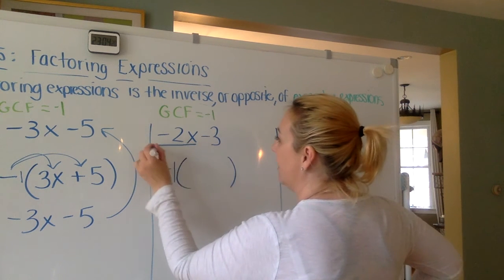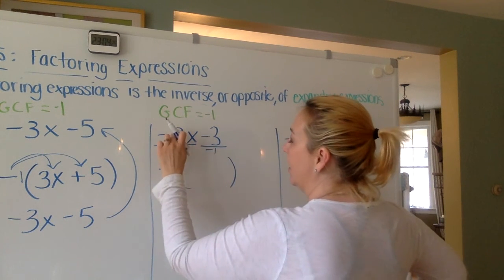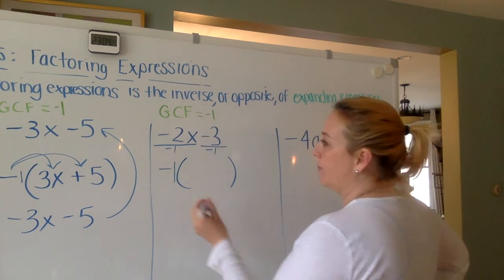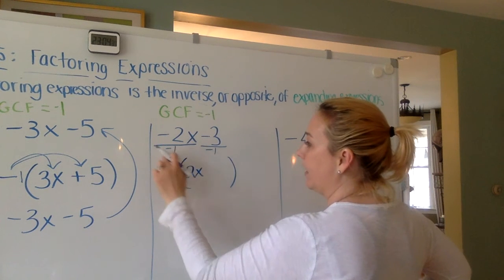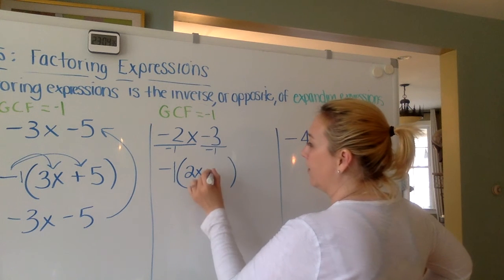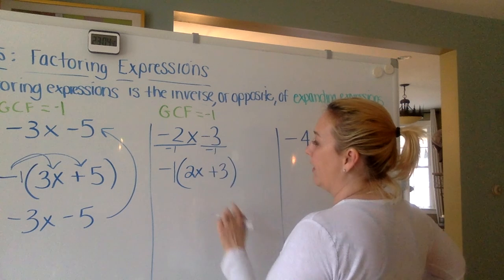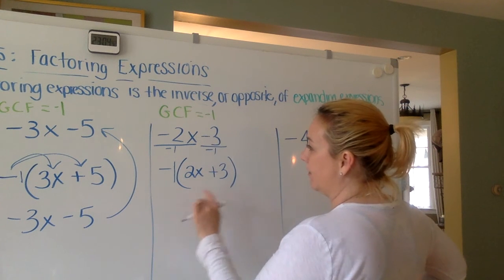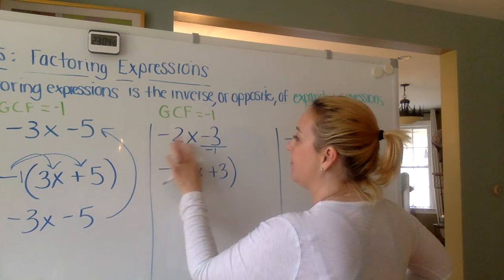This is like dividing by negative 1, because it's the opposite of multiplication. Negative 2x divided by negative 1 is positive 2x. Negative divided by negative is a positive. Negative 3 divided by negative 1, negative divided by negative is a positive, positive 3. I'm going to get rid of that little 1 because I don't need it right now.